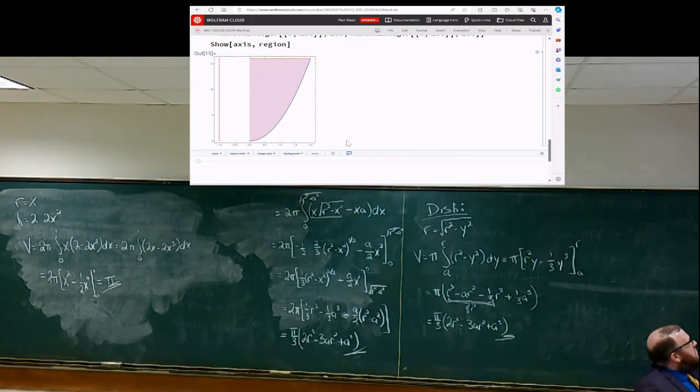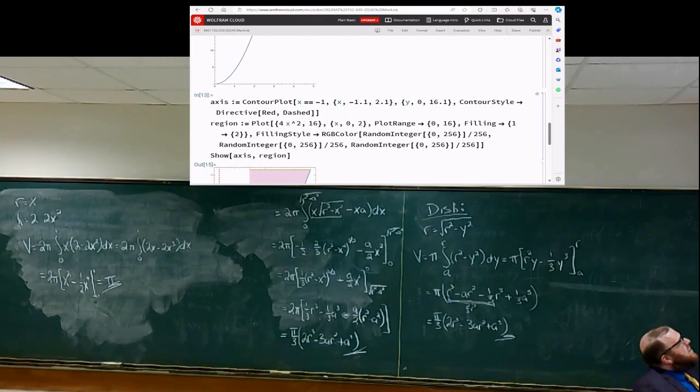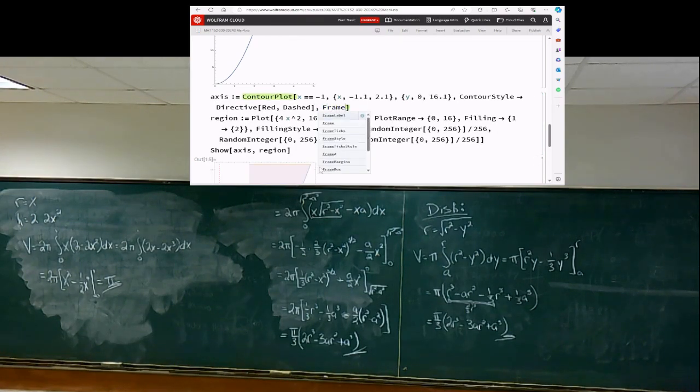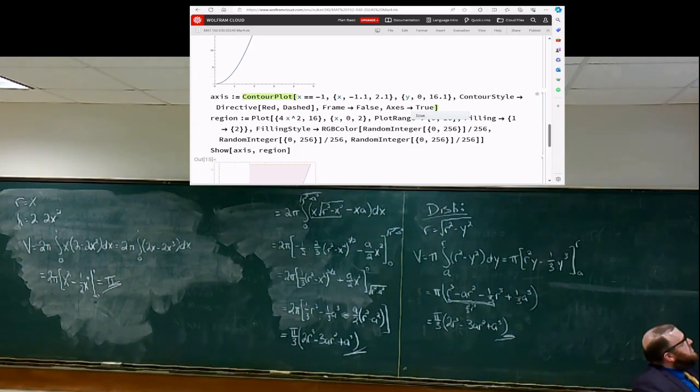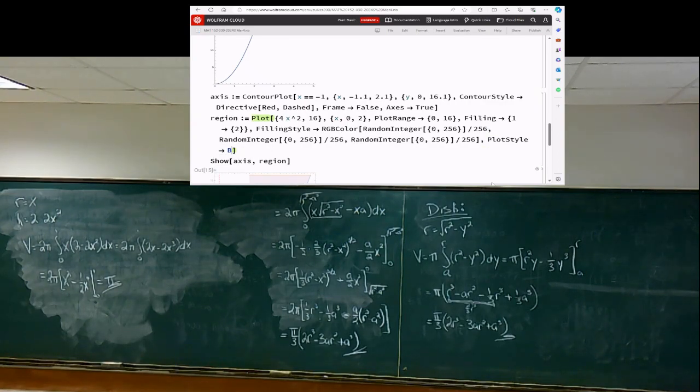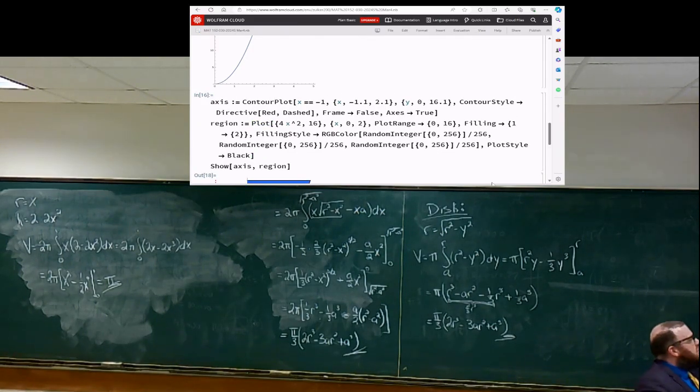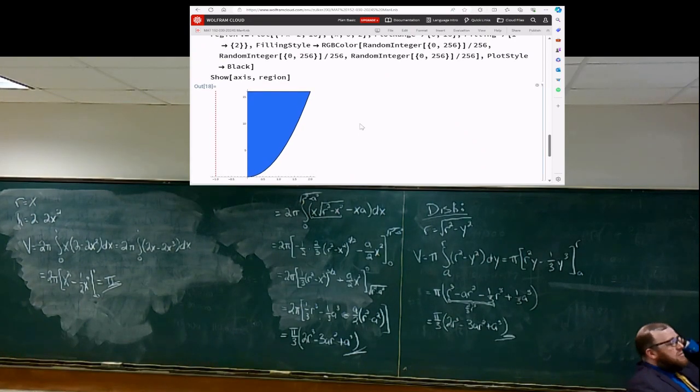All right, so a few things I need to adjust. In here, I forgot to set my frame to false and axes to true. And here I forgot to set my plot style. All right, that should fix it. There we go. Rotating this region about this line here. We want the volume.